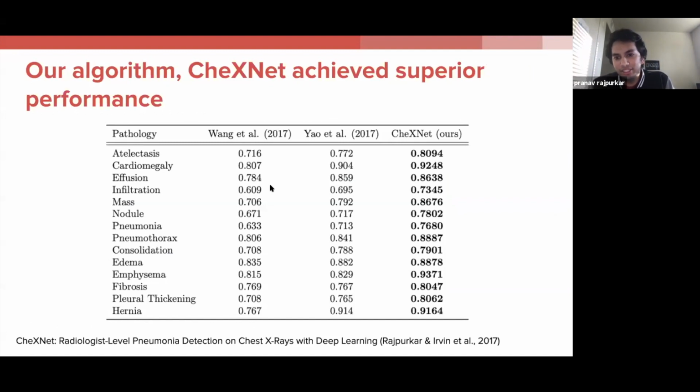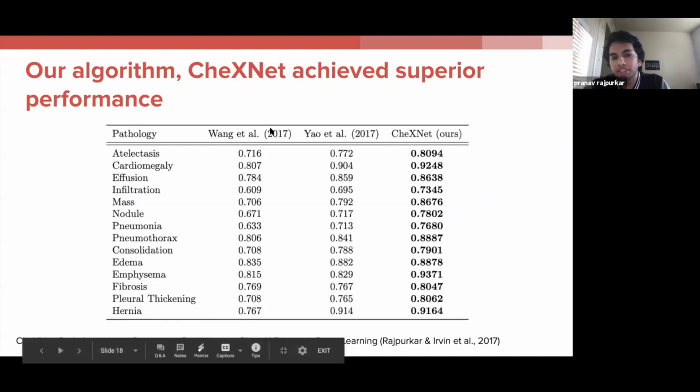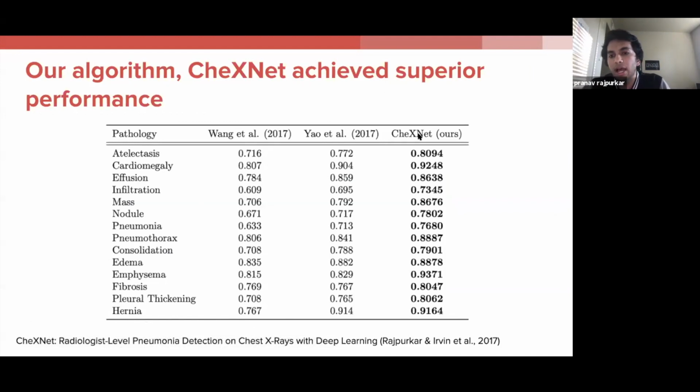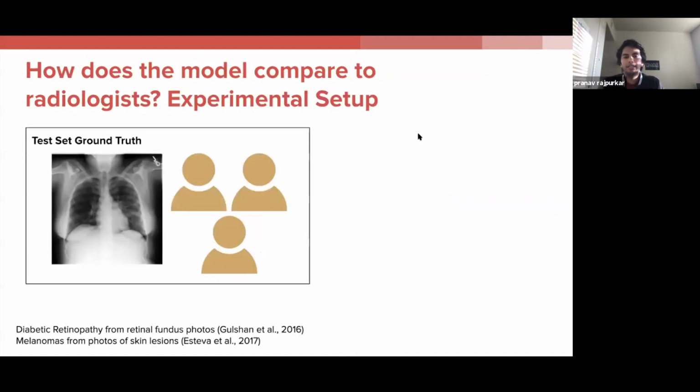So we did this search, and we found that at the time our algorithm achieved superior performance. We compared it to all previous approaches and found that across all of the pathologies, we were outperforming previous approaches. And I won't get too much into how we did that, but I think one of the key evaluations here is that it's not just useful to compare against what people have done before. What's really useful here is to compare against how experts would do on this task.